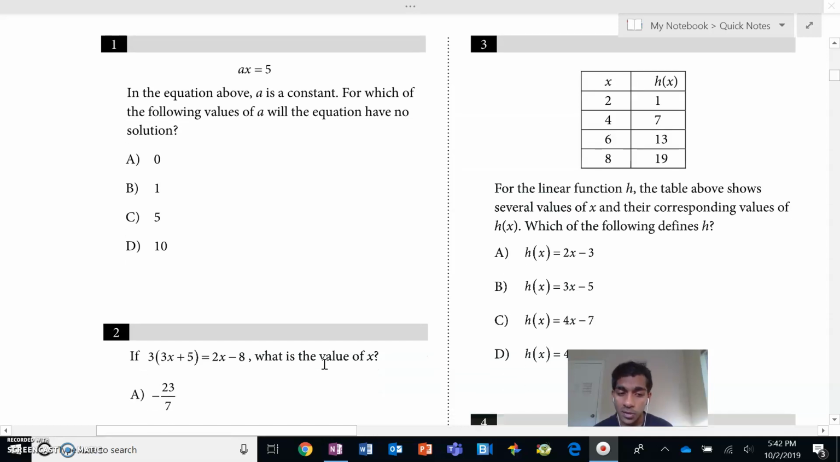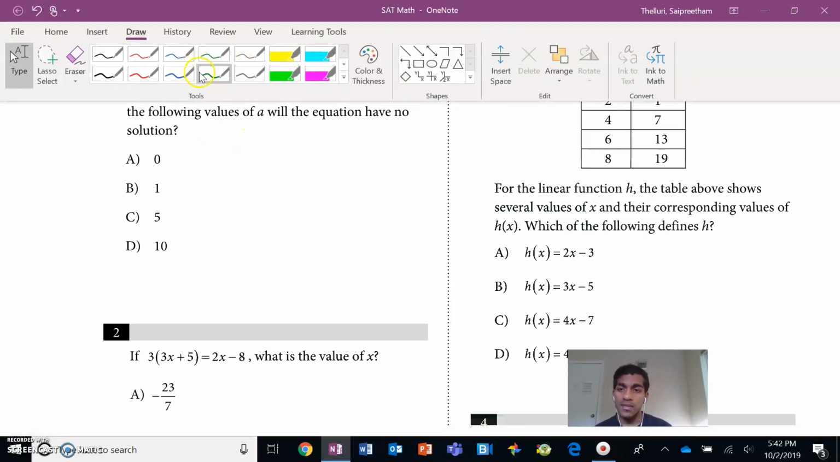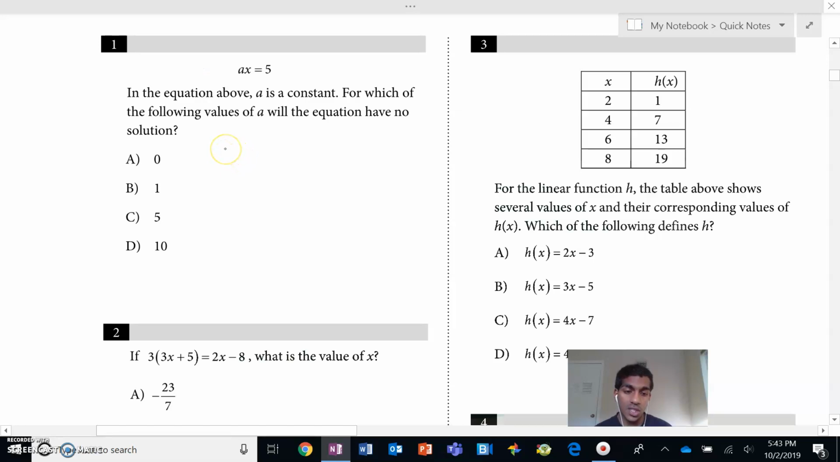No offense, College Board. So anyways, in the following equation, a is a constant. For which of the following will the equation have no solutions? So, this is a linear system. ax equals 5 is a linear system, and there are three solution cases for a linear system. One of them would be when it's one unique solution, when you have variable x or whatever variable equal to a constant, and that is a unique solution.